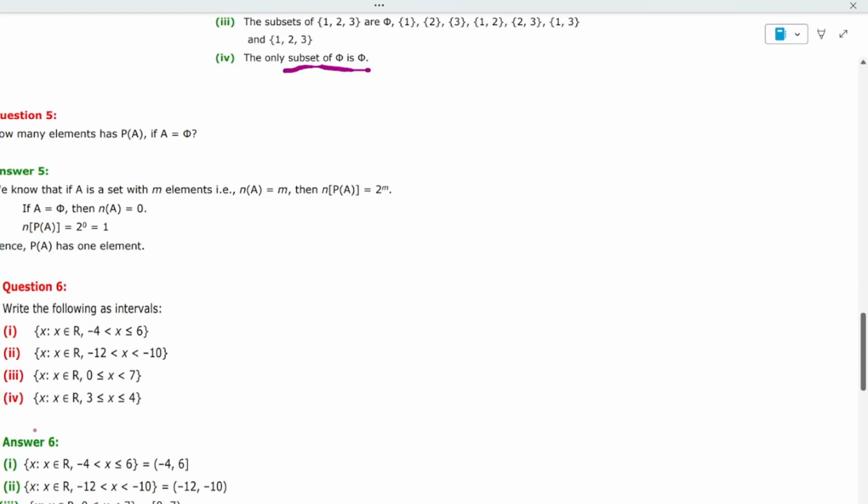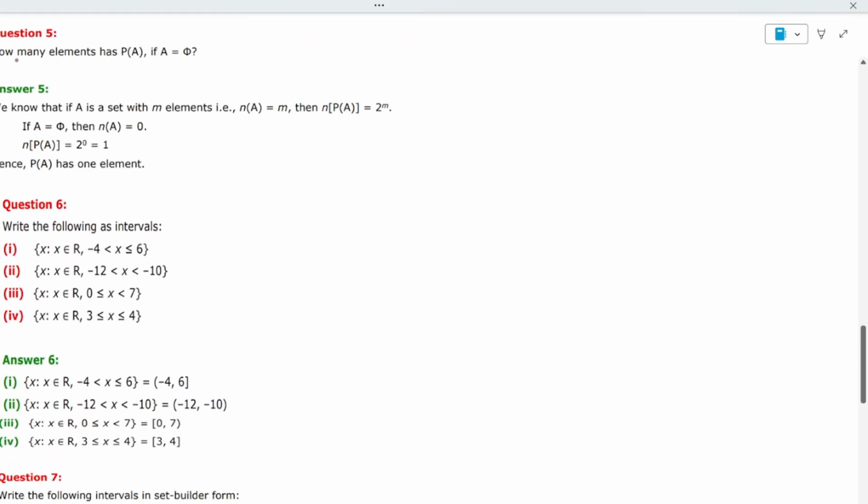Now let's discuss the fifth question: how many elements has P of A if A is equal to null? They have asked, if P of A is the power set, and A is null, how many elements will be there. We know that A is a set with m elements, that is n of A is equal to m. n of P of A is equal to 2 power m. This is the formula that you have to remember.